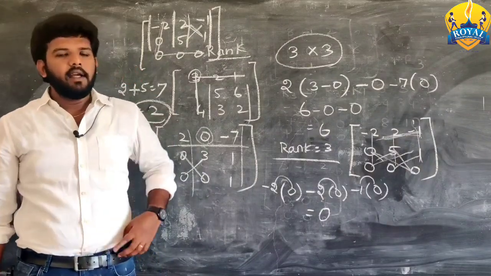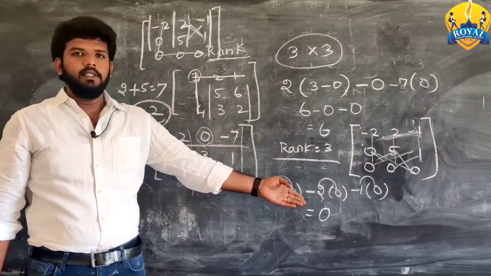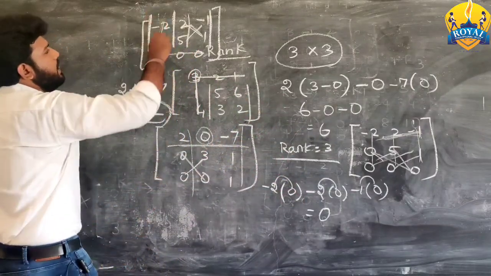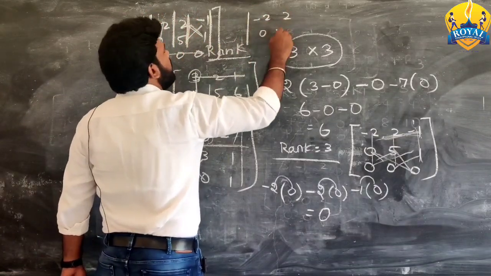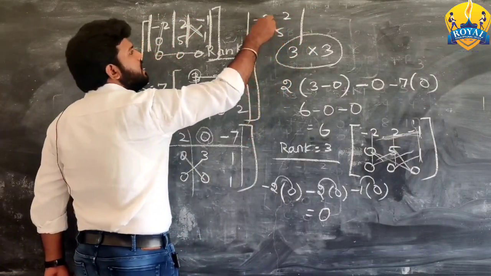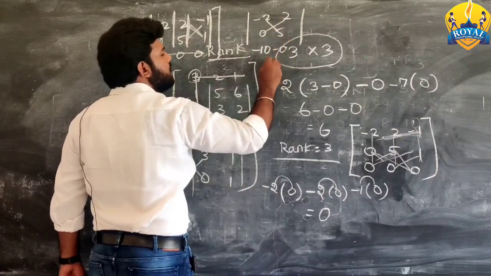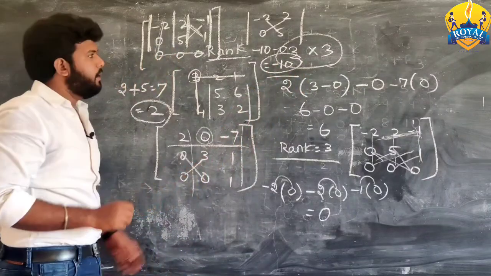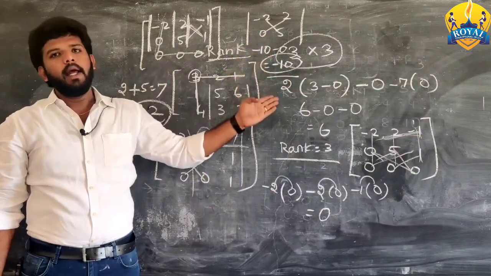Okay? So if you find a non-zero 3 cross 3, the rank will be 3. It did not come there, 0 came. So I am taking 2 cross 2. Okay? You can take any. You can take these two numbers. Okay? First you can write it as -2, 2, 0, 5 like this too. If you take it, it is -10 here with the 0. So that is equal to -10. So -10 is a non-zero number. So it is 2 cross 2. So the rank is equal to 2.